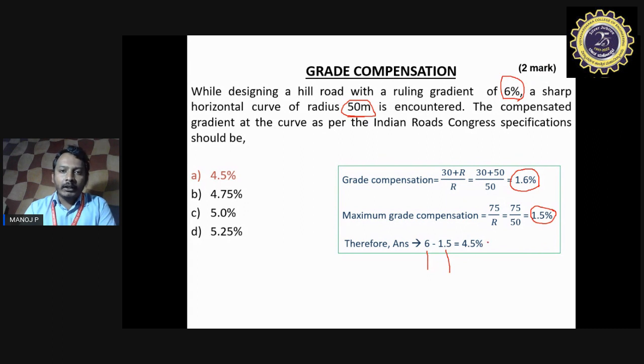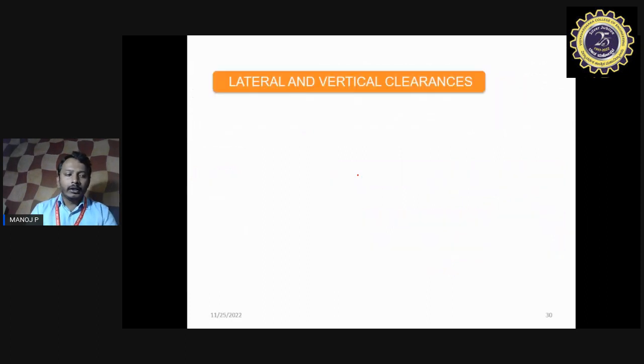So finally the gradient will be only 4.5%. You are reducing the gradient from 6% to 4.5%. Why? Because of the introduction of the horizontal curve. Because of the introduction of the horizontal curve, you are reducing the gradient.